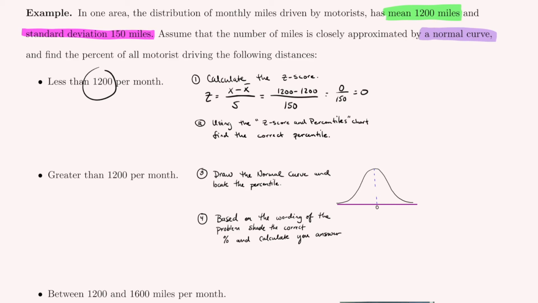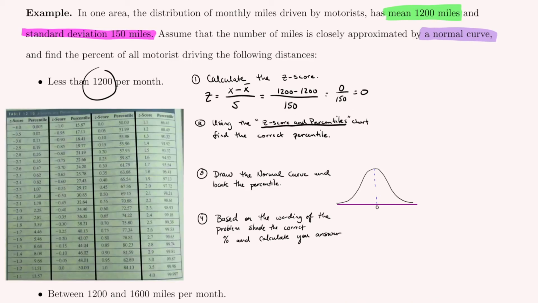And now for step 2, we'll need to look at our z-score and percentiles chart. For the z-score and percentiles chart, we see given a z-score of 0, the corresponding percentile is 50%, so that's exactly in the middle of the normally distributed curve. So z equals 0 corresponds to the 50th percentile. Next, in our normal curve, we know exactly in the middle is the 50th percentile.